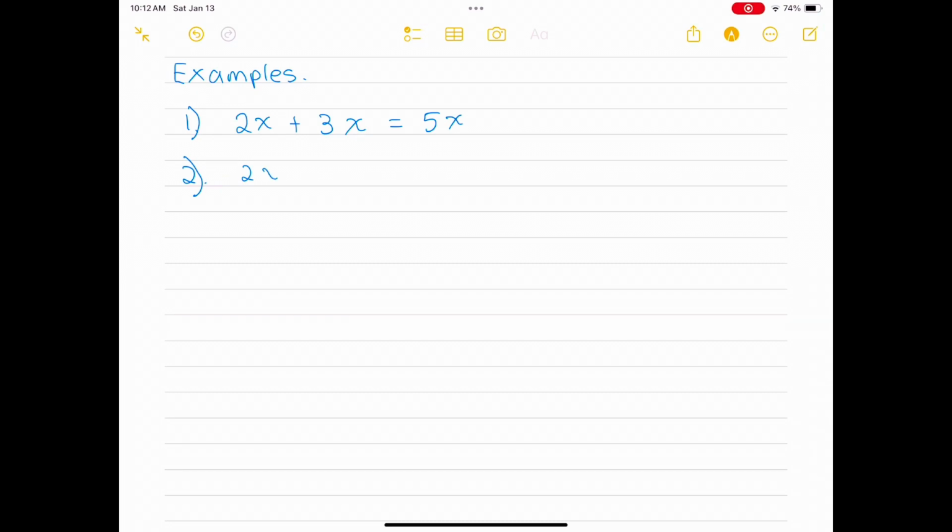Next, we look at 2x minus 3x. When we subtract like terms, we take the difference of the coefficients, or the numbers, and multiply it by the variable, the letter. We ignore the x and just look at 2 minus 3, which equals negative 1. So now we have negative 1 times x, which equals negative x. And we remember to box our answers.